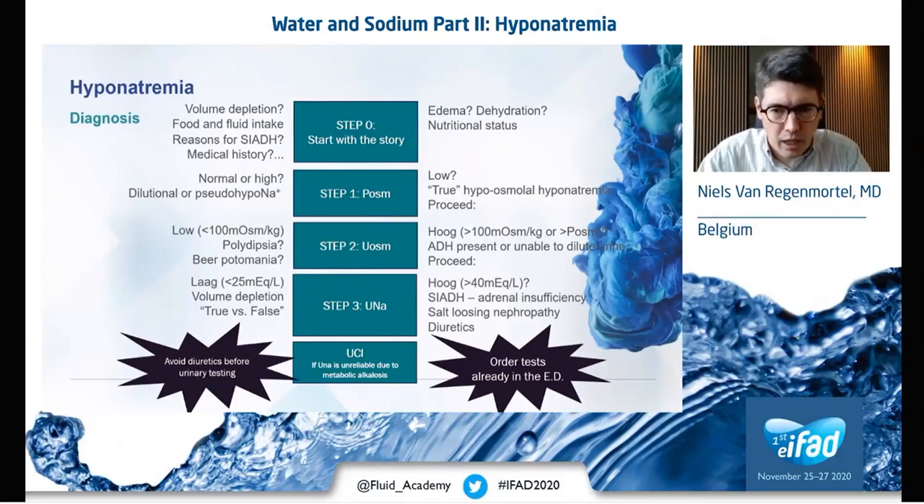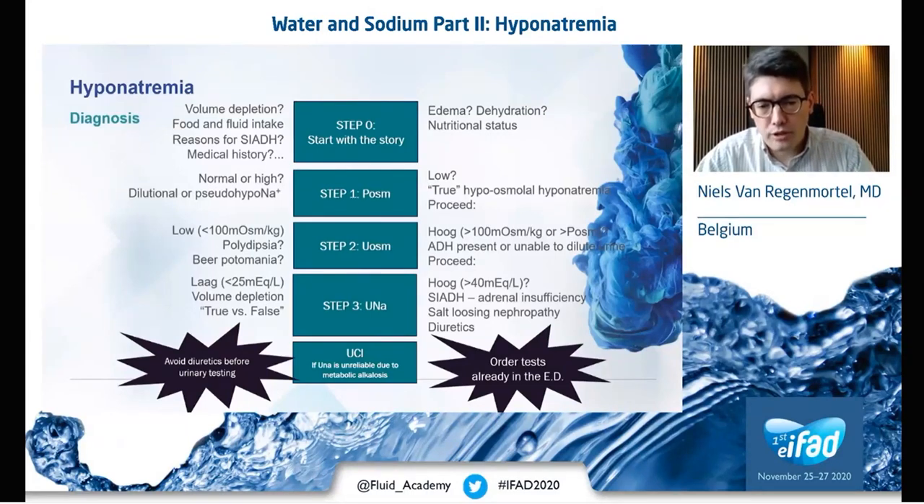If the plasma osmolality is low, now we need to know whether there is ADH or not. We do this by looking at urinary osmolality. Is it low? It is the polydipsia syndromes. Is it high? There is ADH. And then we proceed to the third step, which is the assessment of volume status. And the best way to do it is by using urinary sodium. Is it low? There is volume depletion, true or false. Is it high? There must be SIADH, adrenal insufficiency, or some more exotic causes of hyponatremia.